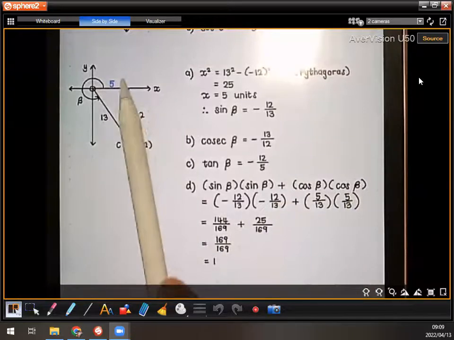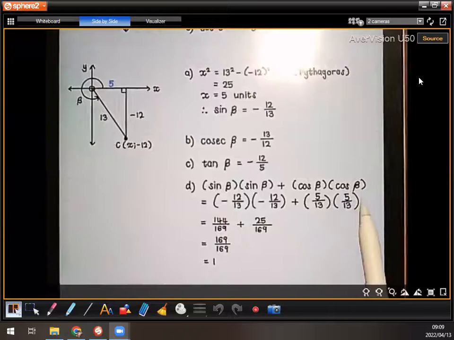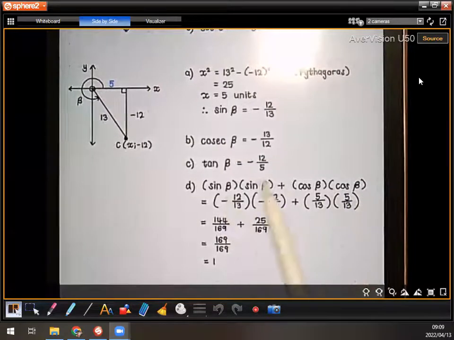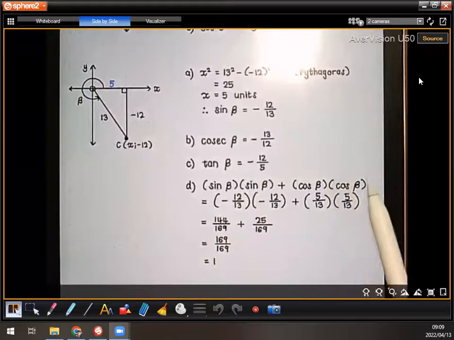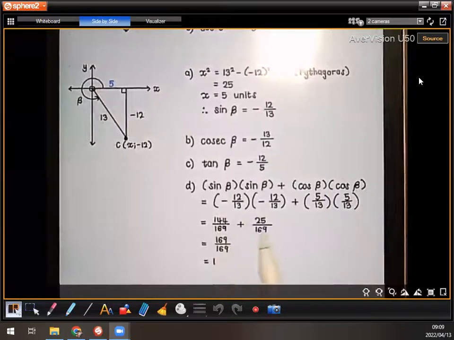So cos is adjacent over hypotenuse. All right, so 5 over 13 times 5 over 13. You multiply those together: negative 12 times negative 12 is 144, and 13 times 13 is 169. 5 times 5 is 25, and again 13 squared is 169. Now here we have the same denominator, so you can just add the numerators together. 144 plus 25 is 169. So then that answer is just that.